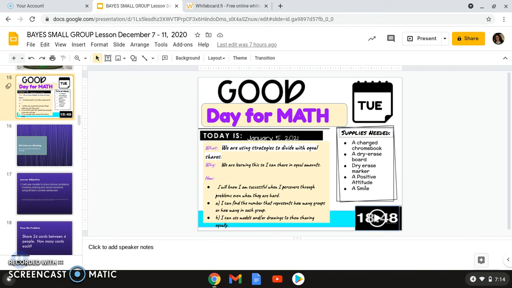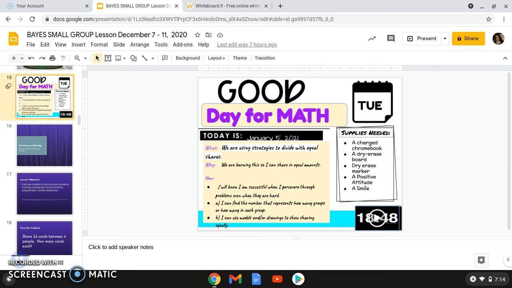2021. We are still working on division. We just started our lessons yesterday with division, and we're trying to use strategies to help us divide with equal shares. So we're still working on sharing. We're learning this so that we can share in equal amounts.